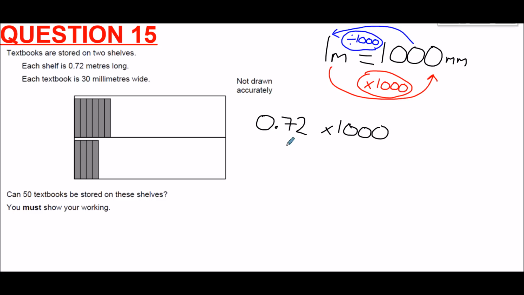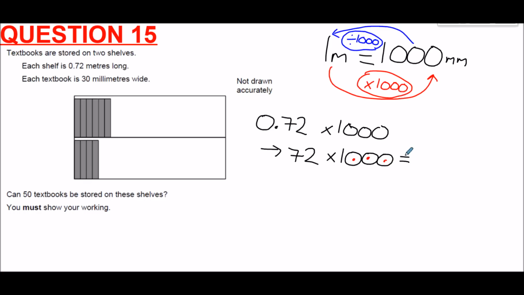So if we're multiplying with decimals, it's easiest, I think, to just forget about the decimals for a second and treat them as whole numbers. We can put the decimal point back in afterwards. So imagine 0.72 as 72, then multiply that by 1,000. What we'd have is 3 zeros to add on.